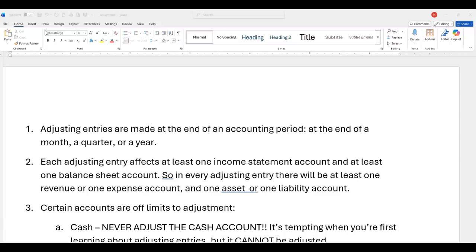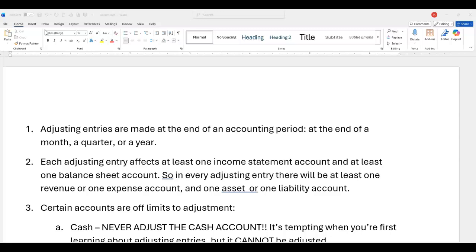I want to talk about adjusting entries just a minute. Kind of give you a little bit of background foundation so that adjusting entries don't surprise you or confuse you. So first of all, adjusting entries are made at the end of an accounting period, at the end of a month, quarter, or year. And adjusting entries have to be entered because of timing differences.